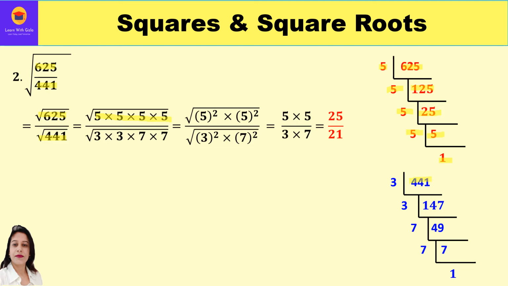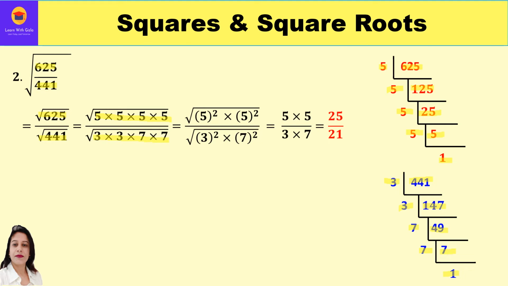Now 441 is divisible by 3. So divided by 3, we will get 147. Further, again divide by 3, we will get 49. Now 49, we know it is divisible by 7. So further we will get 7. Then again divide by 7, we will get 1. So the factors of 441 are 3 into 3 into 7 into 7.